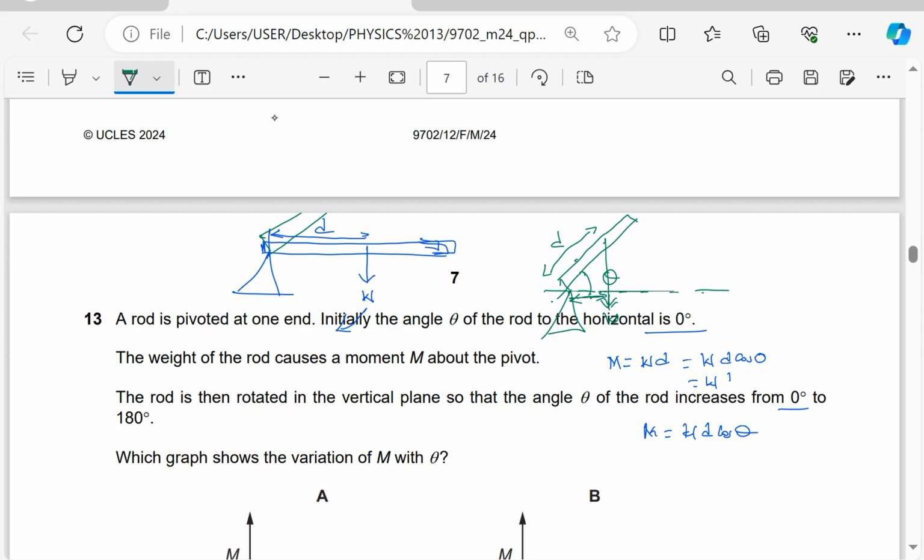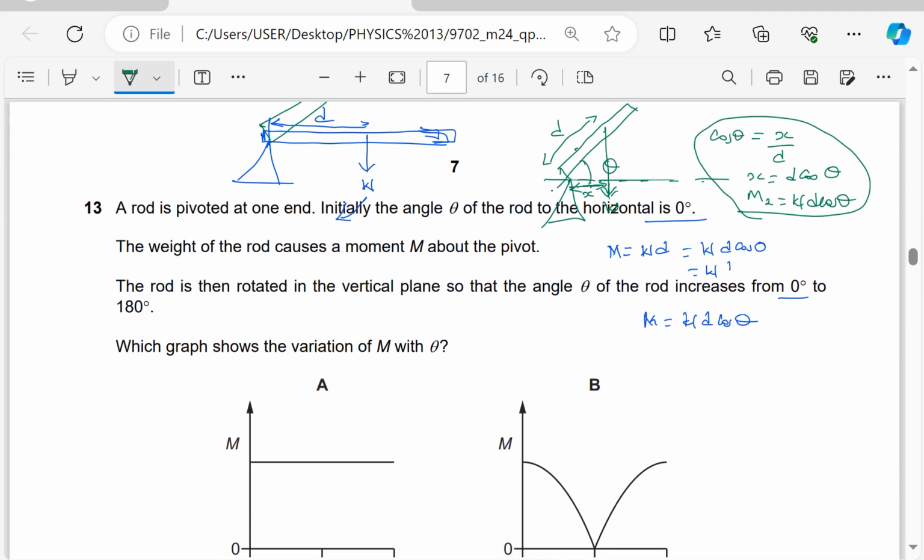This is the perpendicular distance and it is the adjacent. Adjacent over hypotenuse, that is cos. So if I call this perpendicular distance x, cos theta is equal to adjacent over hypotenuse, which is D. So the perpendicular distance would be D cos theta, which means the new moment, let me call it M2, is going to be the weight W times the perpendicular distance, D cos theta. So in general, the moment is W times D cos theta, where theta is the angle measured from the horizontal.